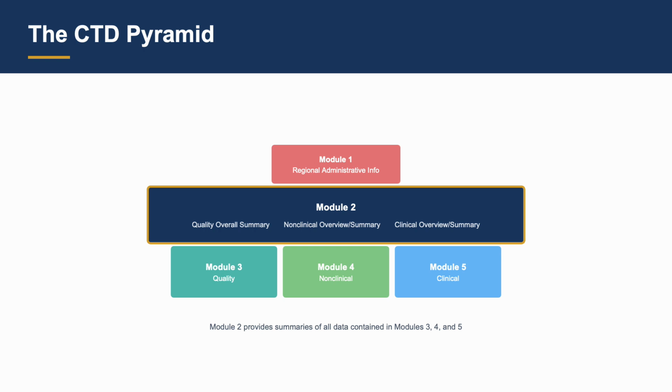The pyramid structure illustrates how information flows from detailed data at the bottom, through summarized information in Module 2, to support the regulatory decisions made at the top. Each level should reference and be consistent with the levels above and below it.